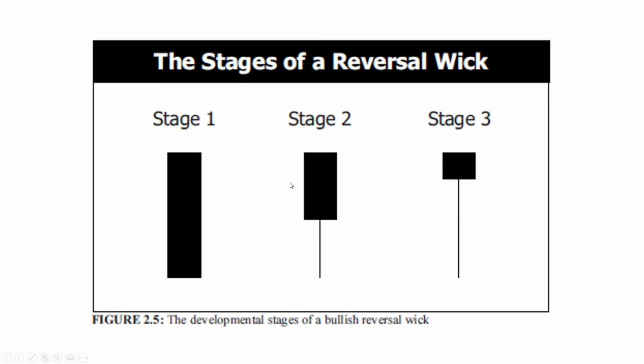These are the stages of how the reversal wick is formed. So, assuming that this is the up move, first you will find a green candle, and then, no, I'm sorry, this is the downward move. So first you will see the market is going down, then the buyers came in and pulled the market up, and then in the third stage they pulled it up again and a wick was formed.